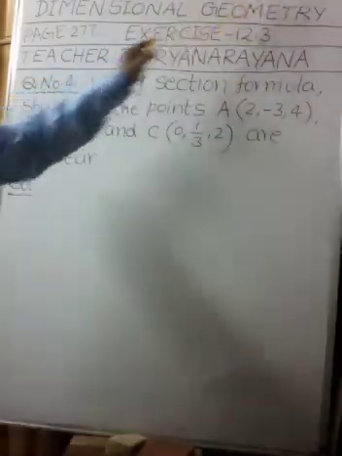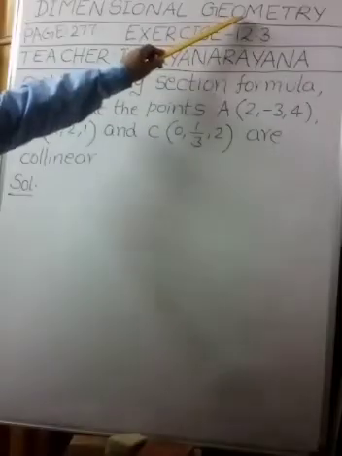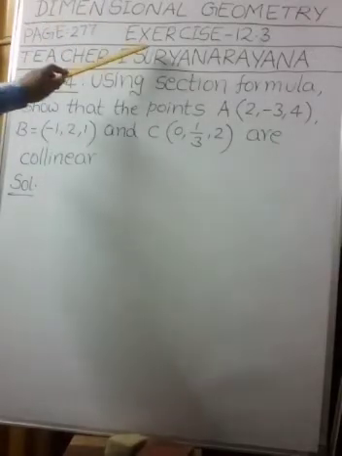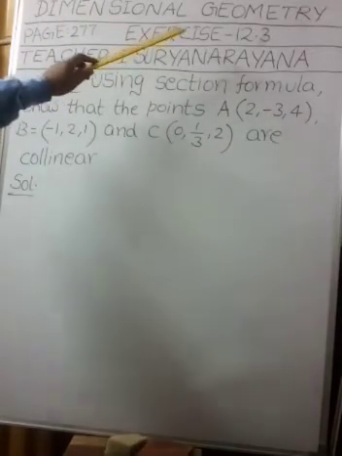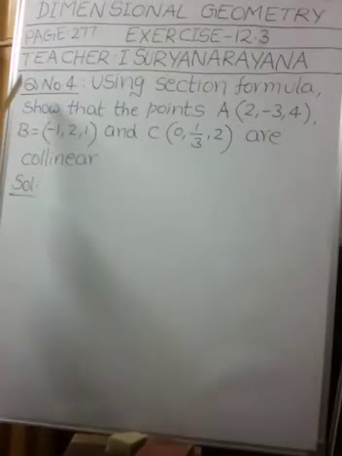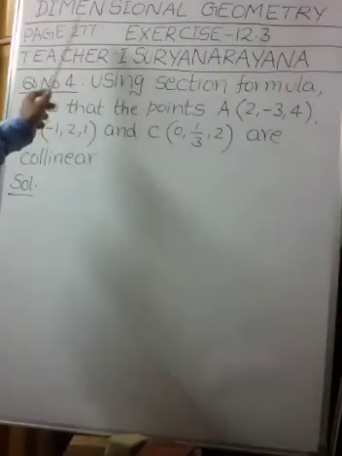Today we are going to discuss introduction to three-dimensional geometry. In this chapter we are going to discuss the problems in exercise 12.3. In the previous class we discussed the first three questions in this exercise. Now we are going to discuss the fourth question. See page number 277 in the textbook.